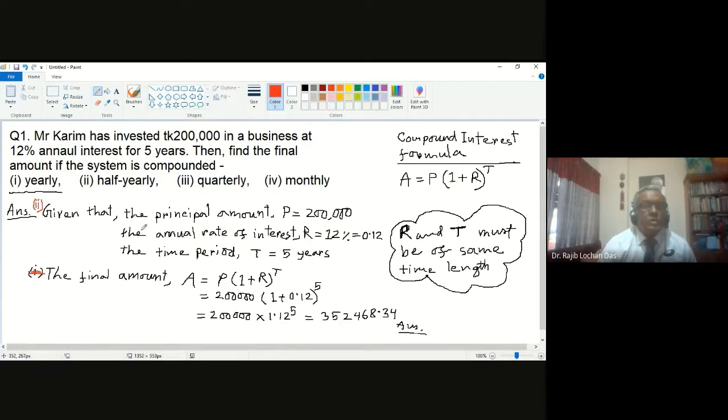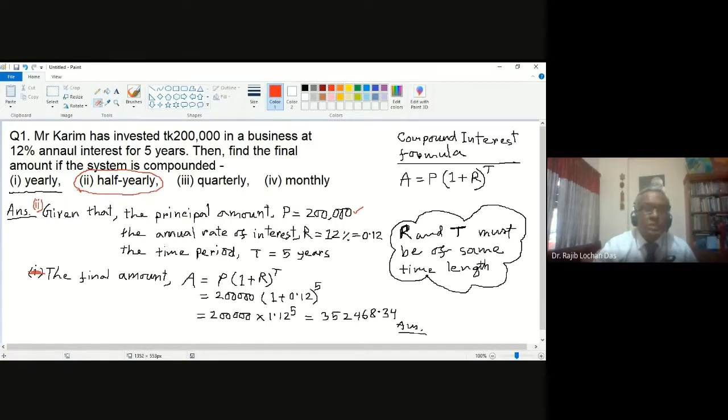So how will you do this? The principal amount is P. This is the same. There will be no change here. The annual rate of interest is R equal to 12%, given. So if it is 12% for 1 year, then what will it be for half year? Because in the second category, you have to understand that the period is half year now. So half year means 1/2 year. So it will be 12% into 1/2.